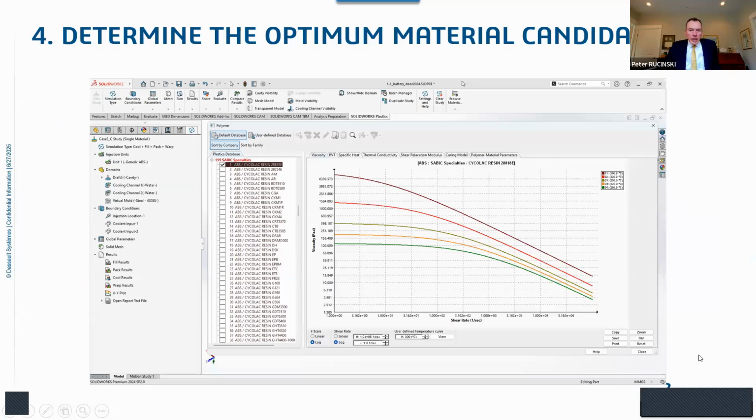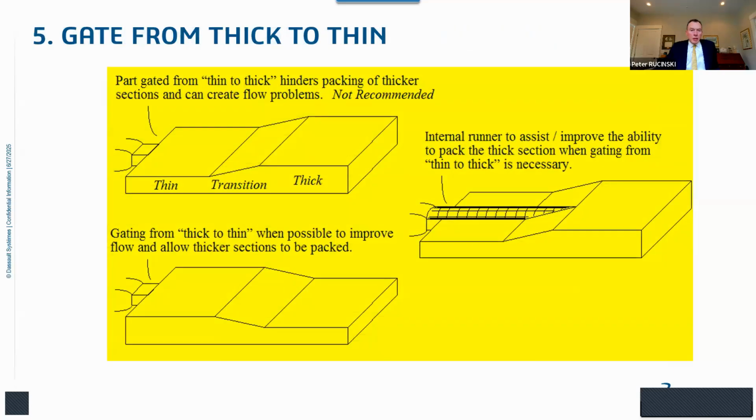Determine your optimum material candidates. I mentioned this earlier. Sometimes you might have to just move from a higher molecular weight polypropylene to a slightly lower molecular weight polypropylene. Our injection molding simulation software has a material database of some 4,000 plastics materials that allows you to try out different what-if scenarios, so that you can try different material candidates in your applications to see if maybe just changing the material might be the solution to the problems.